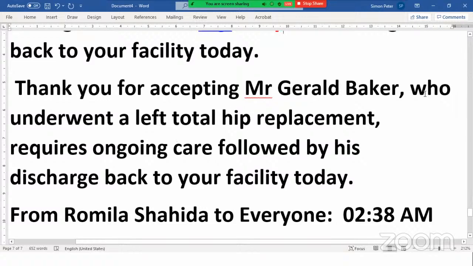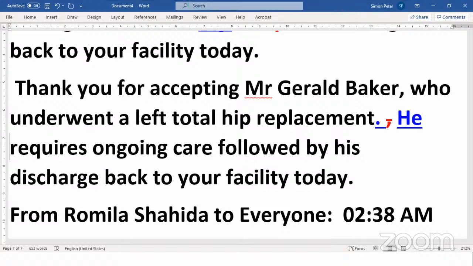Okay, thank you for accepting Mr. Gerald Baker, who underwent a left total hip replacement. Full stop. Whenever you use "thank you", break the sentence, because it will confuse you and you will automatically make a mistake. When you say "I thank you", don't think that you are not using "I" there. You're already using "I" there, because of "I thank you".